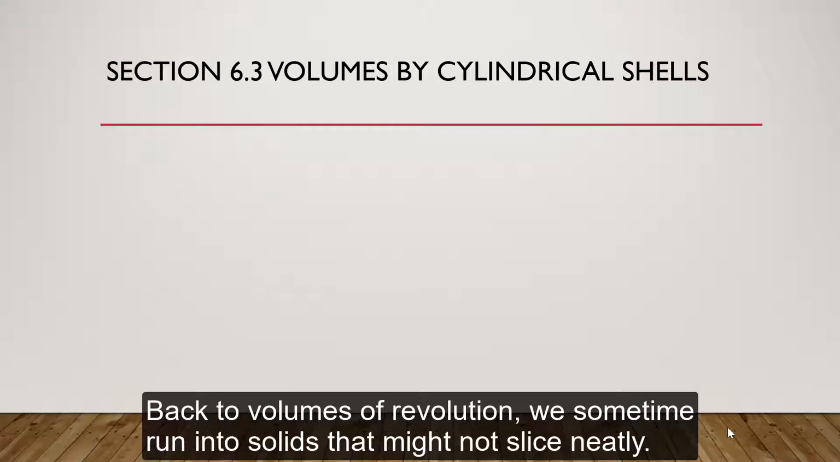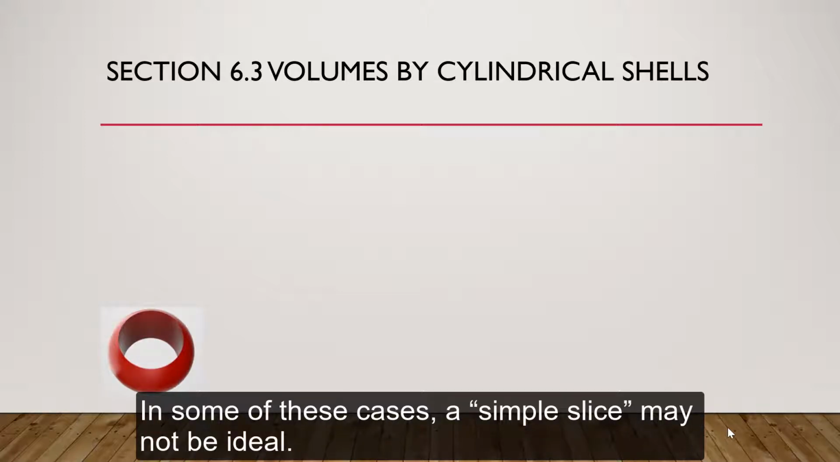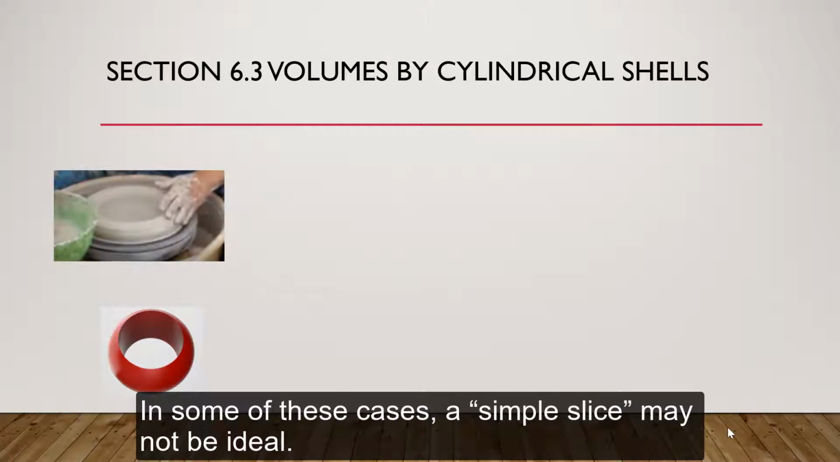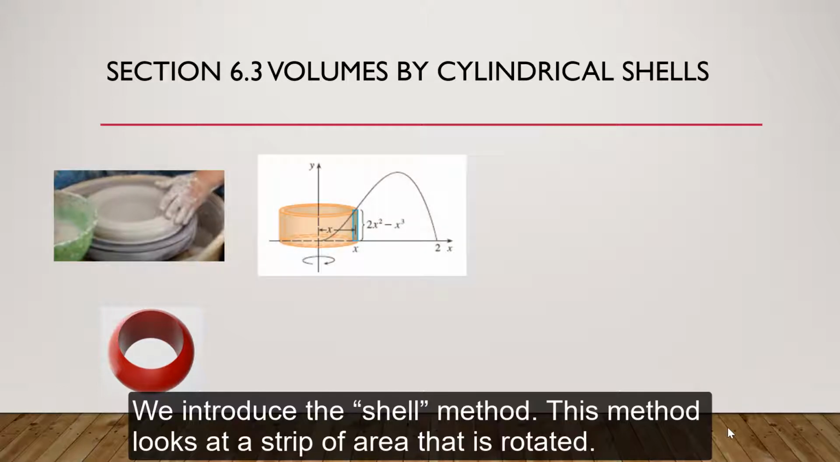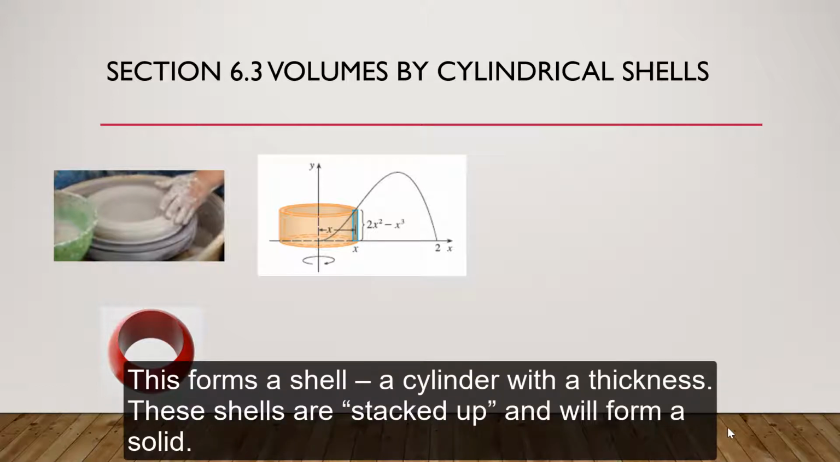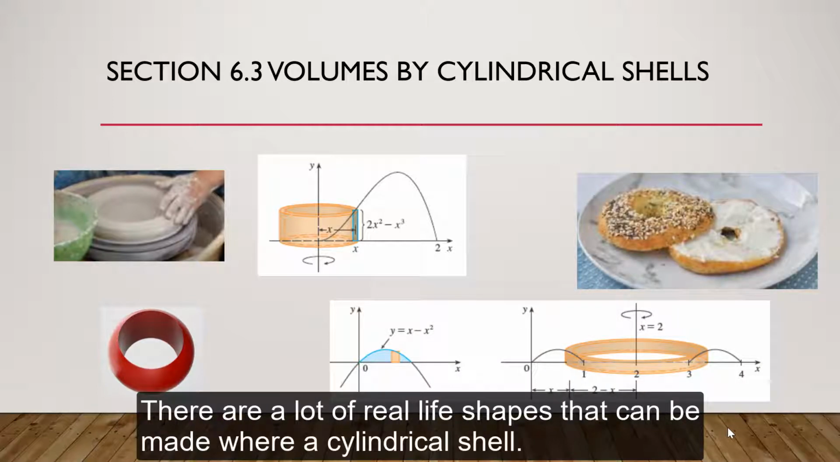Back to volumes of revolution, we sometimes run into solids that might not slice neatly. In some of these cases, a simple slice may not be ideal. We introduce the shell method. This method looks at a strip of area that is rotated. This forms a shell, a cylinder with a thickness. These shells are stacked up and will form a solid. There are a lot of real-life shapes that can be made with a cylindrical shell.